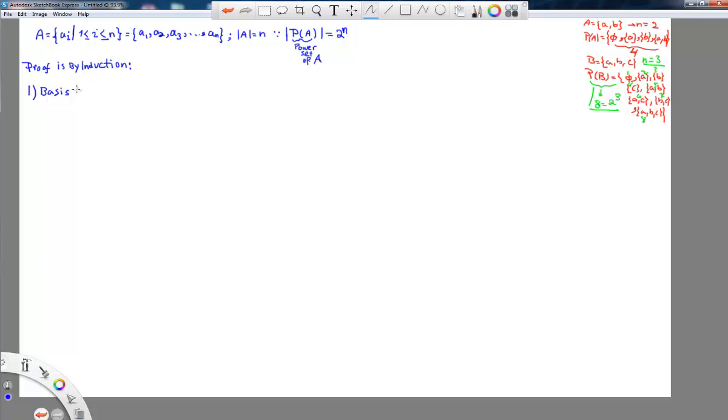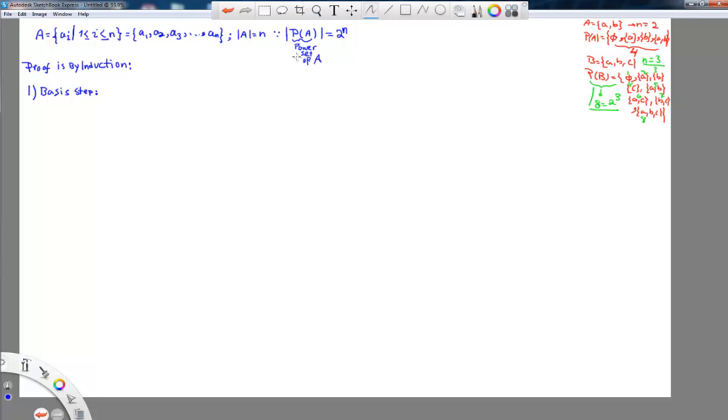In the basis step, all I need to do is to show that this statement holds true for the base case. And the base case usually is the smallest element or smallest object that you're trying to prove this property on. Since I'm proving a property on sets, my base case will be the smallest possible set that I can get my hands on. So you can start with base case empty set and also base case 1.